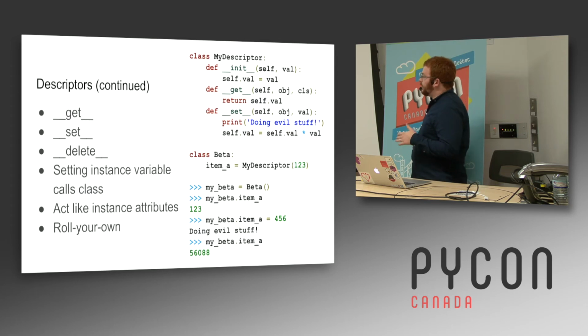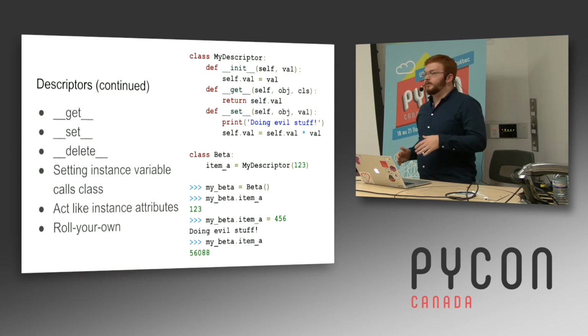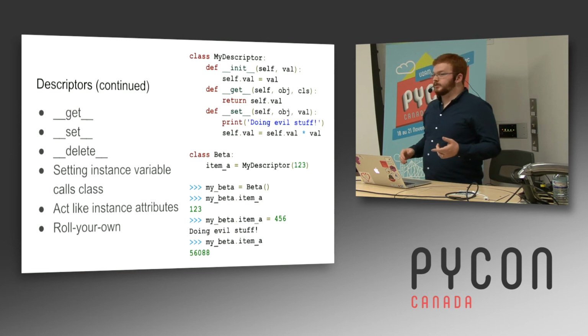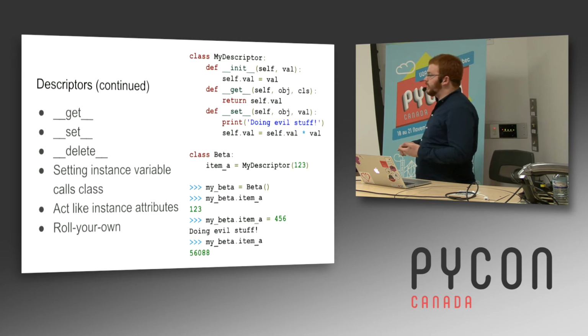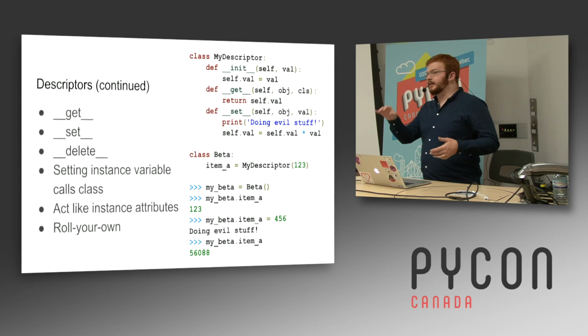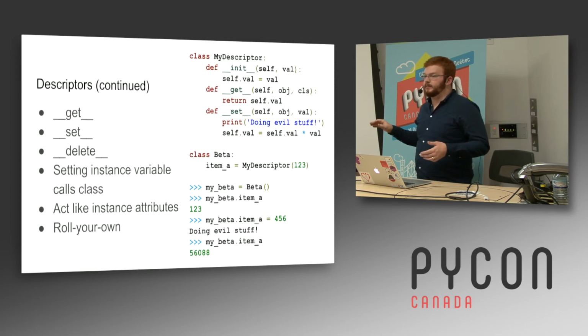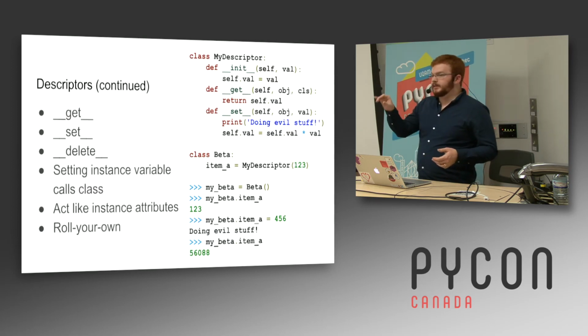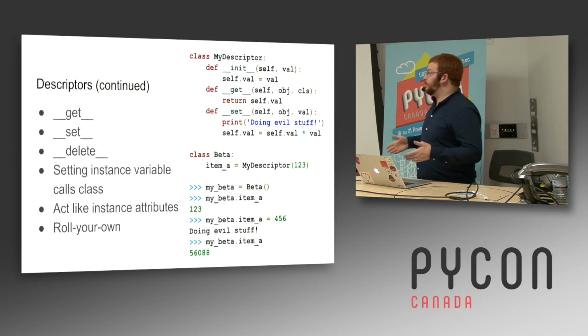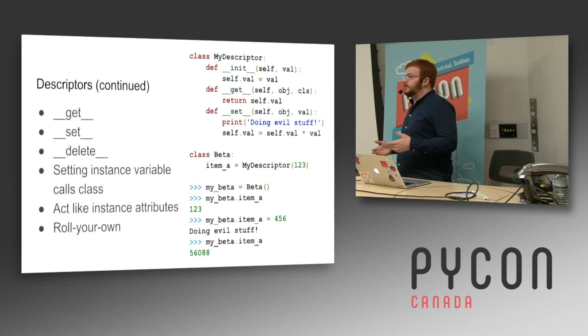So the descriptor protocol is made up of 3 different special methods: get, set, and delete. Those map pretty clearly to actions you might take with attributes. You might do instance.a just to get an item. You might say instance.a equals something to set an item. Or you might say del instance.a to just remove it entirely. And in each of these cases, instead of actually doing that and using the instance dictionary, the methods that the descriptor defines will be called.